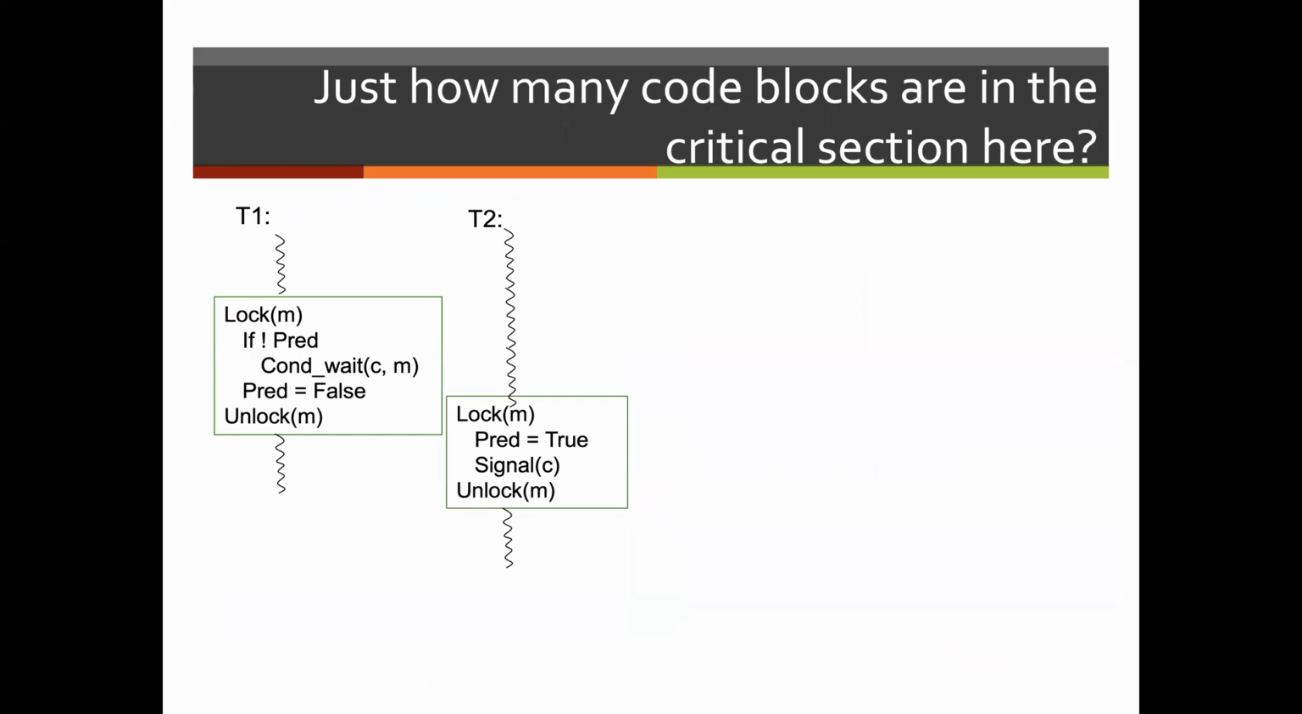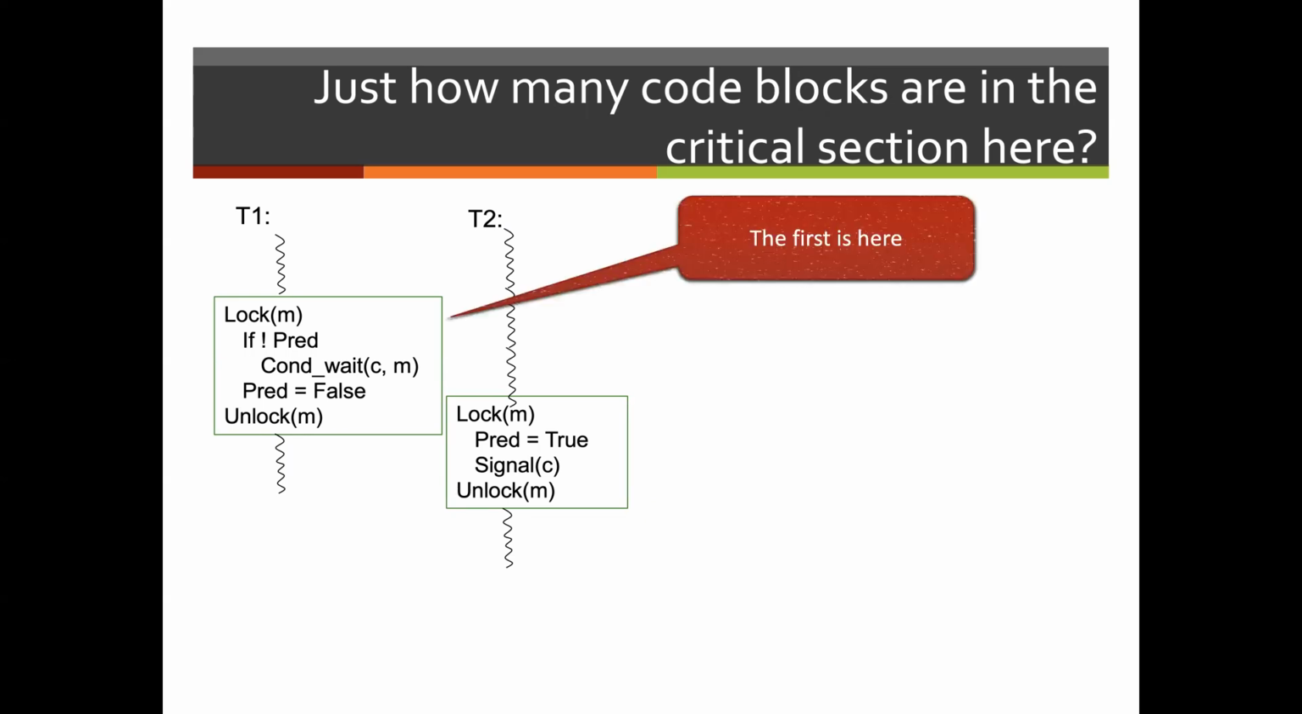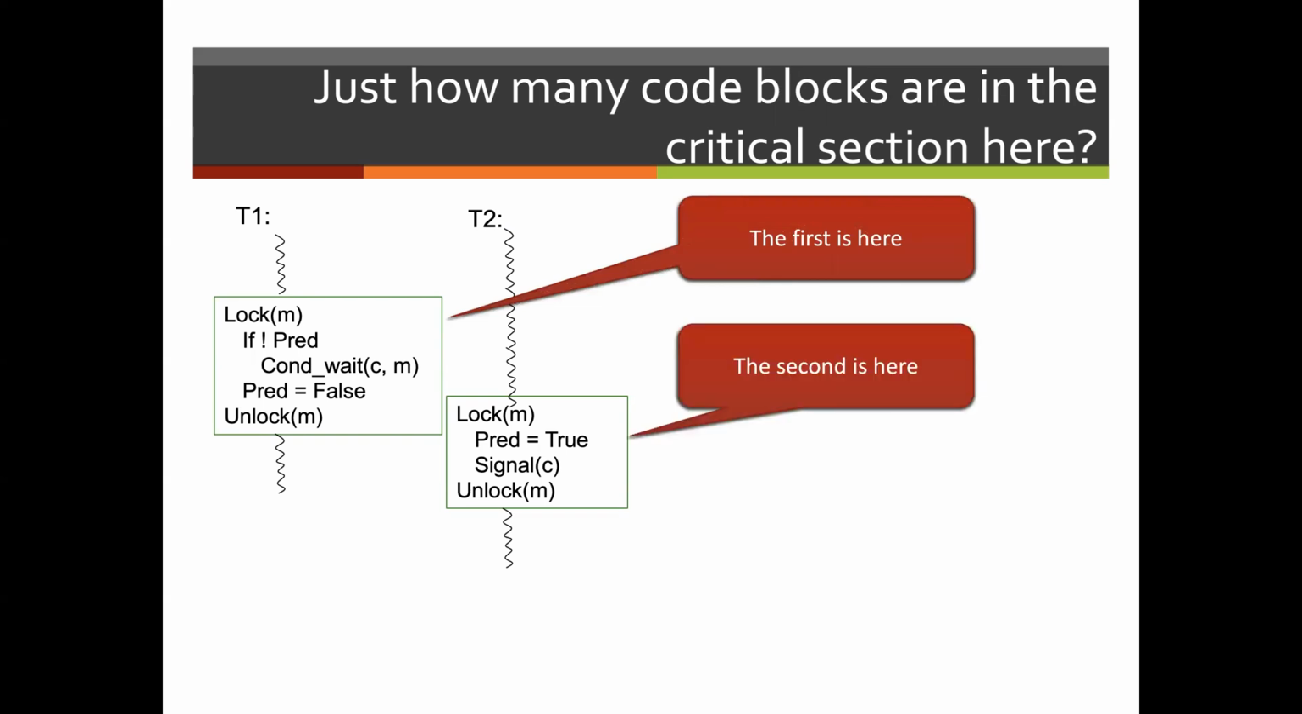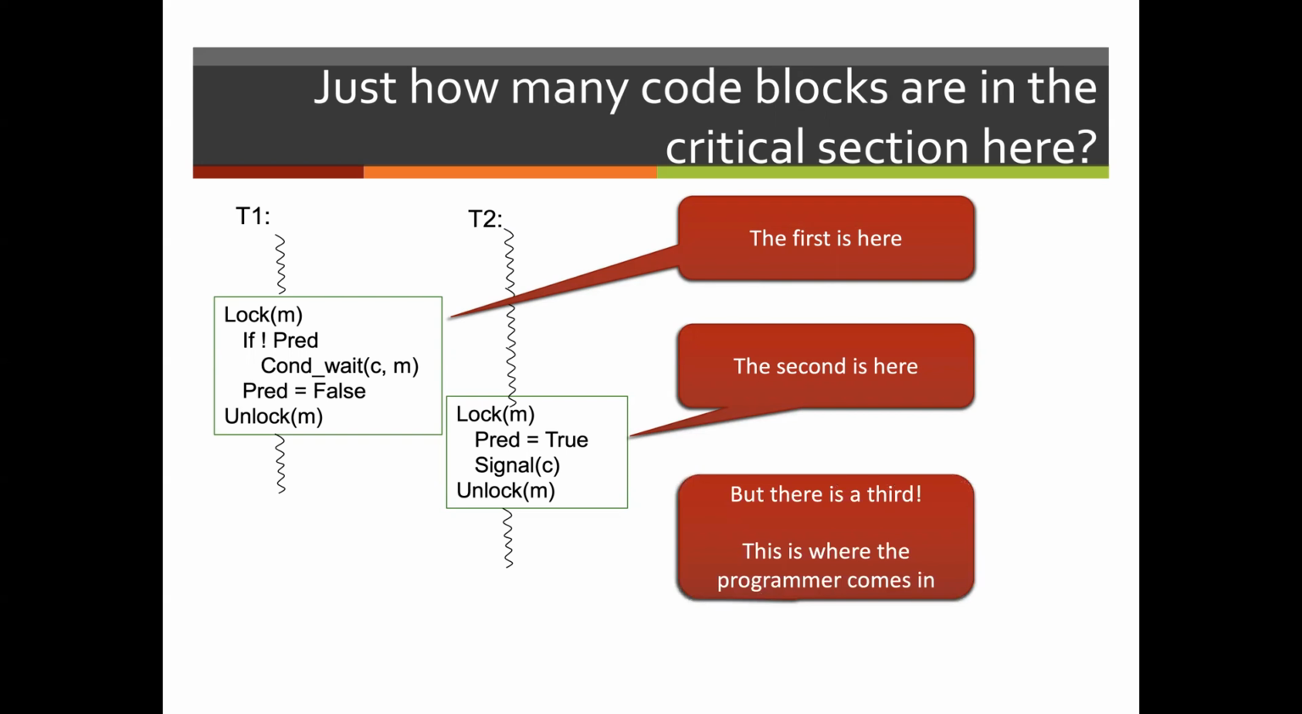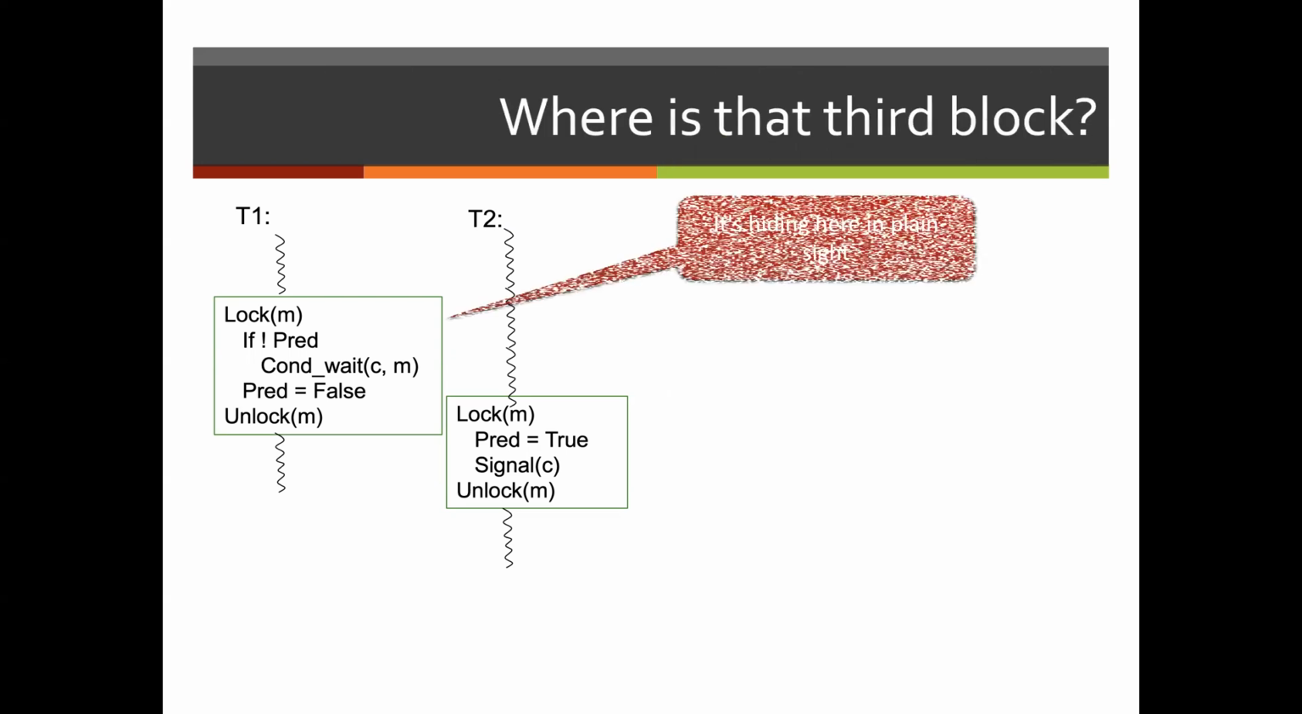And so now let's consider, with regards to thread 1 and thread 2, exactly how many code blocks are in our critical sections here. We see that there is one in T1, and then we have another in T2. But there is a third as well. And this is where the programmer has to come into play to understand. And for this case, we have a third critical section that is hiding in T1.